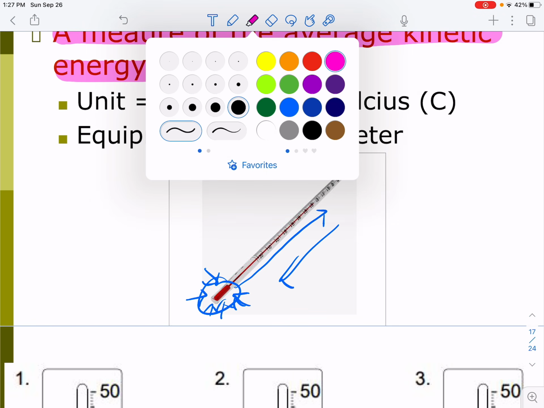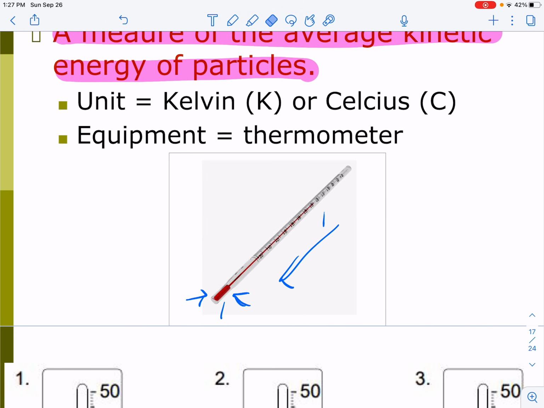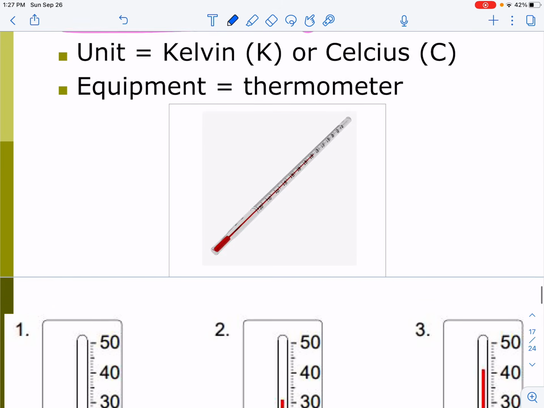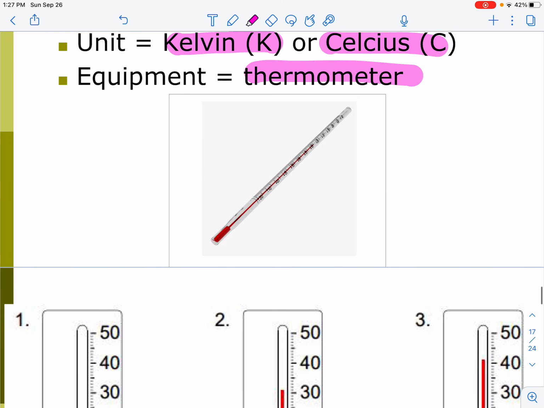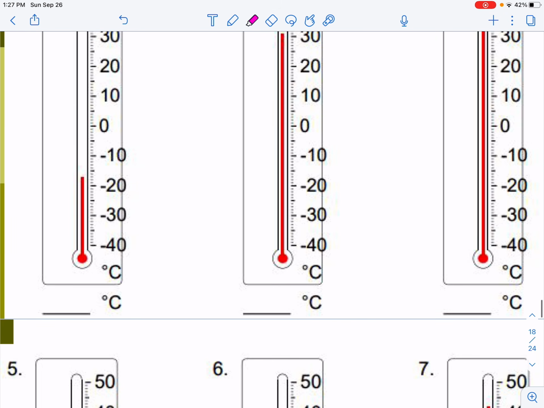Those are beautiful arrows. Thank you so much for that. So when we measure temperature, we're just measuring the kinetic energy of those particles. So let's measure a couple. Notice, we usually use Kelvin, which we have not learned yet, and I'm going to teach you that in another couple days. And we use Celsius quite often. The piece of equipment we use obviously is a thermometer. So here's a couple examples.